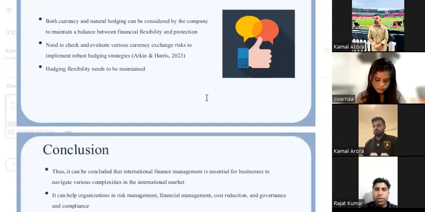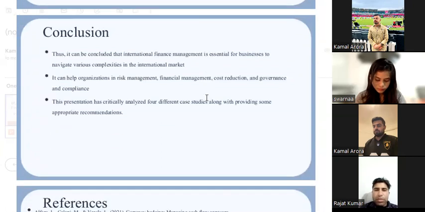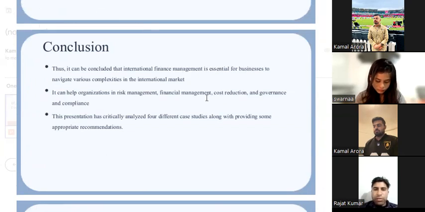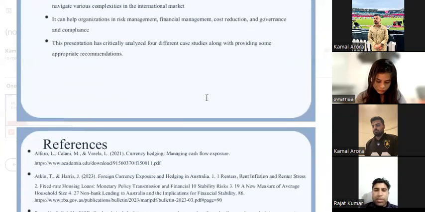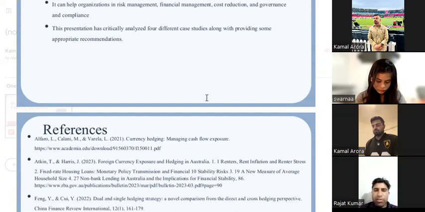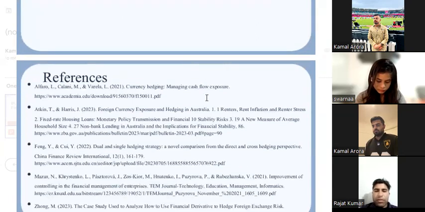Now finally to the conclusion. Thus, it can be concluded that international finance management is essential for businesses to navigate various complexities in the international market. It can help organizations in risk management, financial management, cost reduction, and governance and compliances. This presentation has critically analyzed four different case studies along with providing some appropriate recommendations. And now the references list.